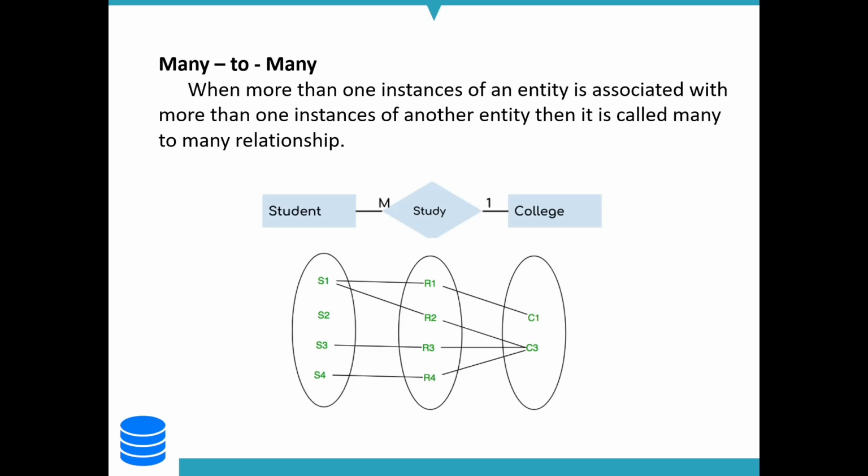Okay, these are a few examples of the basic introduction to relationships with entities and entity sets.